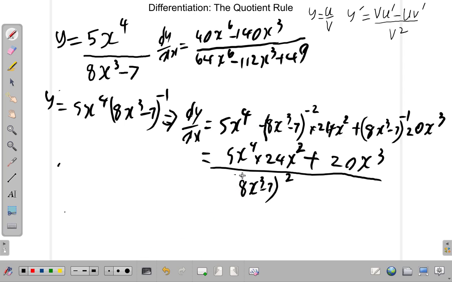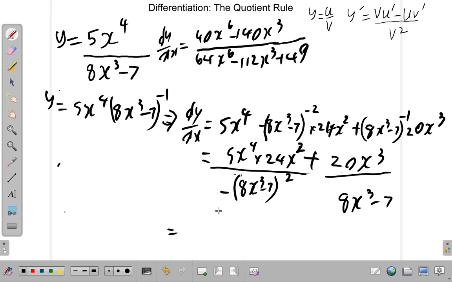Alright, so negative 8x cubed minus 7 squared. So what you have is 5x to the 4th times 24x squared over negative 8x cubed minus 7 all squared, plus 20x cubed over 8x cubed minus 7.